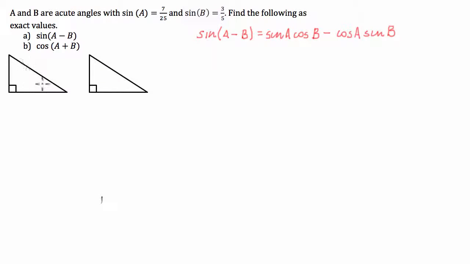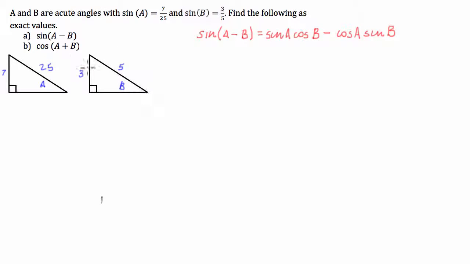I've pre-drawn these two triangles here for us to work on. I'm going to say that this triangle contains angle A, and this triangle contains angle B. So the sine of A, which is opposite over hypotenuse, is going to be 7 here and 25 here. And sine of B is 3/5, so the opposite is 3 over the hypotenuse, which is 5.